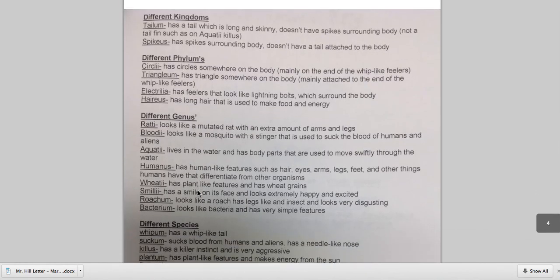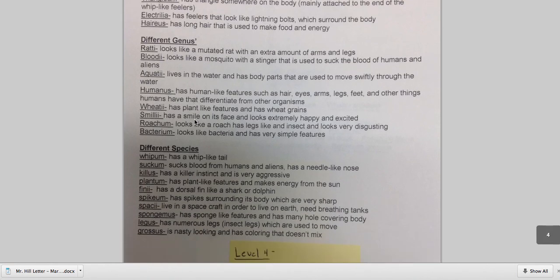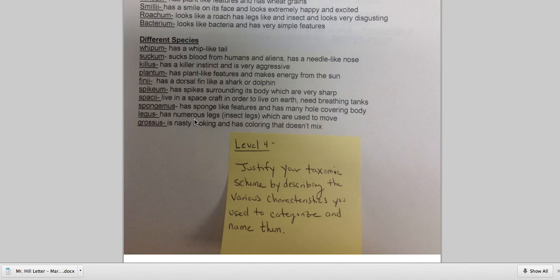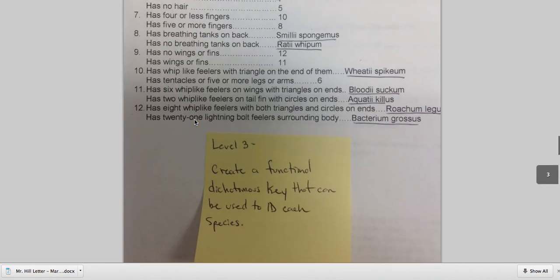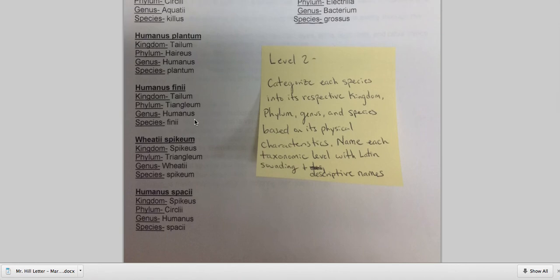For your level 4, you are going to be justifying for me why you named your species the way that you named them, and why you categorized them into the different kingdoms, phyla, genuses, and species based on their characteristics. Describe to me what these different characteristics are and why you categorized them the way that you did. Here's an example of that. That would be your level 4, justifying your taxonomic scheme. Be specific, be creative, have fun, use your examples appropriately, and use your peers to help you make sure that you've done a good job with this.